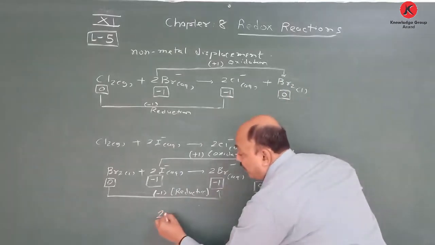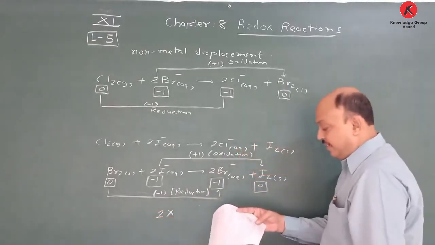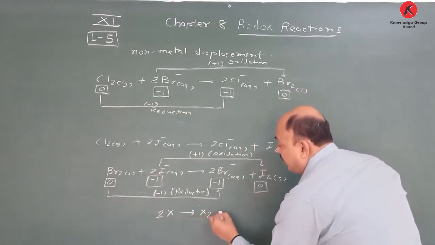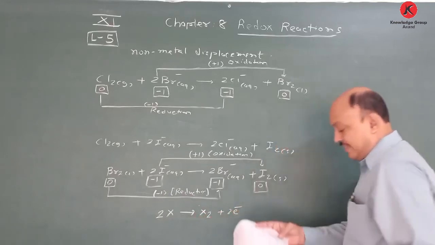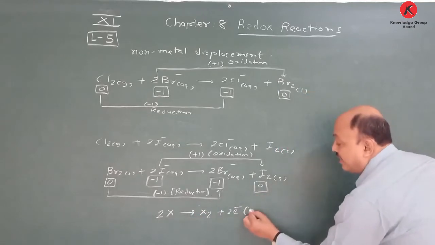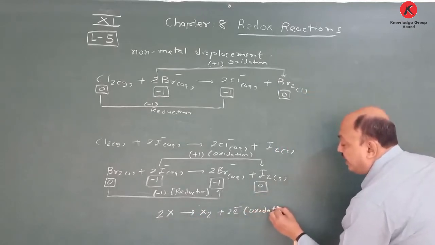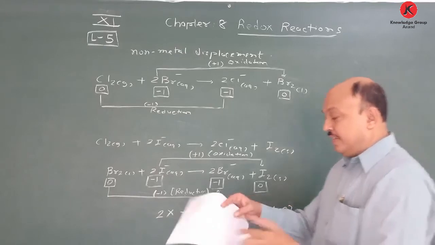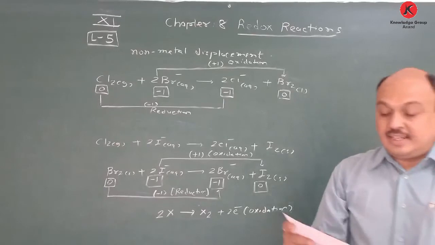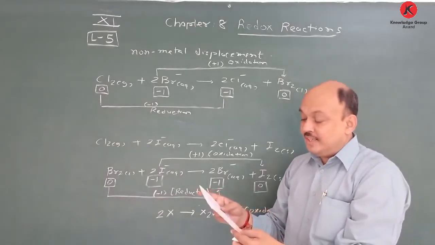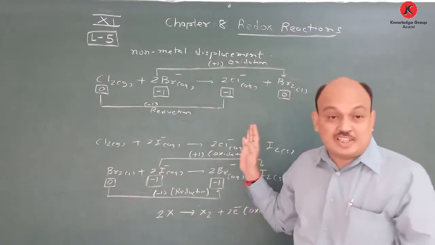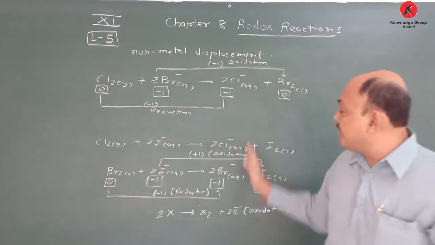Suppose we consider 2X minus, it is converted into X2 plus 2 electrons. Is it clear? And this is nothing but losing of electrons, that's why it is known as an oxidation reaction. Another example, fluorine, is not given in your NCERT textbook. So this way you have to understand non-metal displacement, and consider another example as homework.